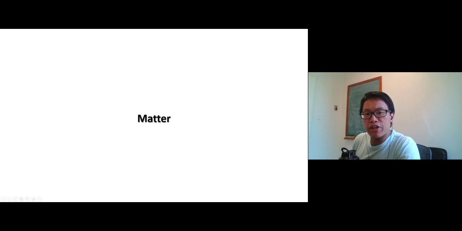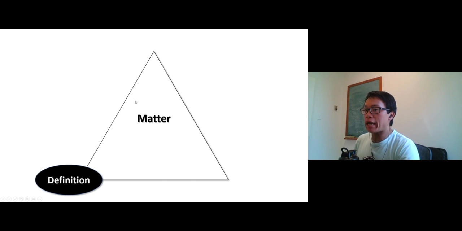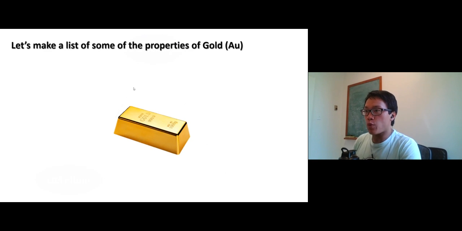All right, so there are a few components of matter that we'll be learning. We just learned the definition of matter, right? Matter is anything that takes up volume and has mass, and we're going to go on to the properties of matter. Okay, let's start right here.